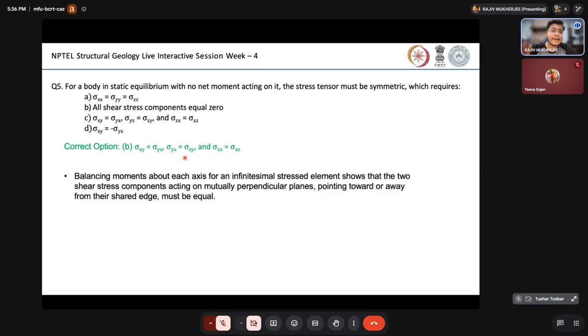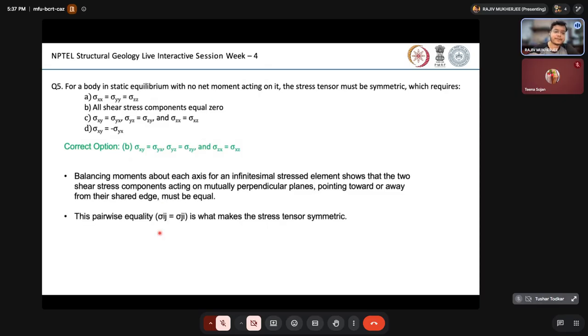So balancing the moments about each axis for an infinitesimal stressed element shows that the two shear stress components acting on mutually perpendicular planes, pointing towards or away from their shared edges, must be equal. It has to be equal. That's how the moment will be balanced. So the net moment acting on it has to be zero. And if we simply put the negative sign, that means we just reverse the direction, the moment will not be zero. The position will be fixed, but the moment will not be zero and it will start rotating.